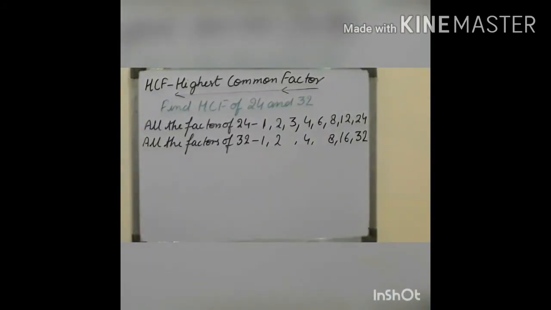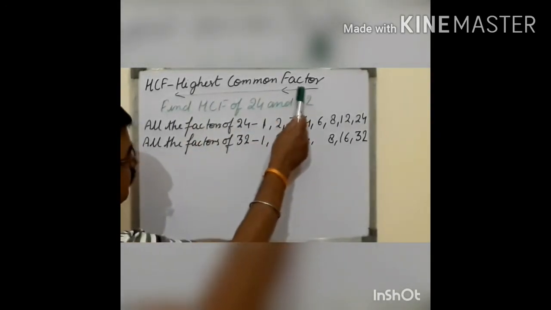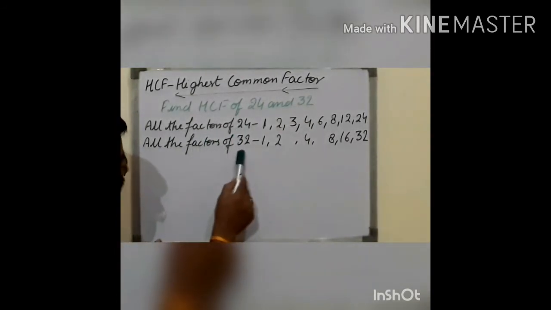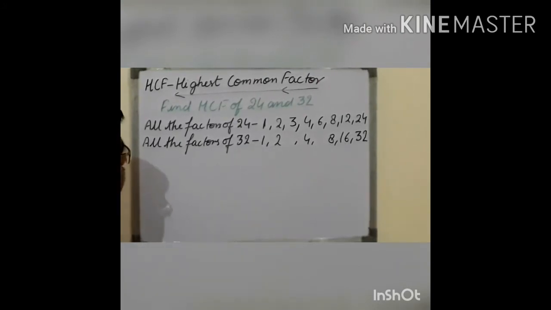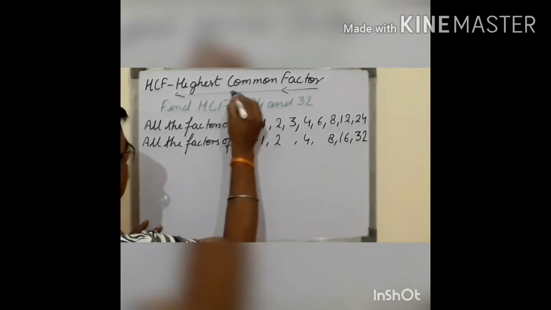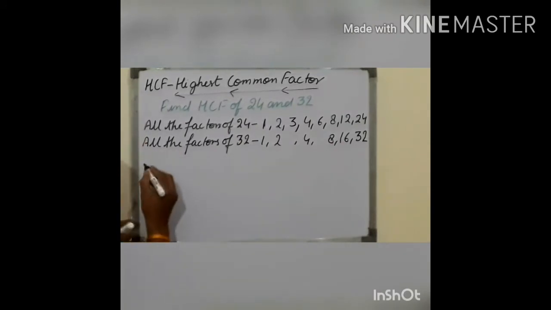As I have told you earlier, first we will find out the factors of the given numbers. We have to write all the factors of 24 and all the factors of 32, and after that the second work which we have to do is to find out the common factors of 24 and 32.